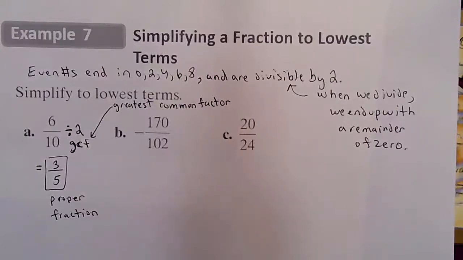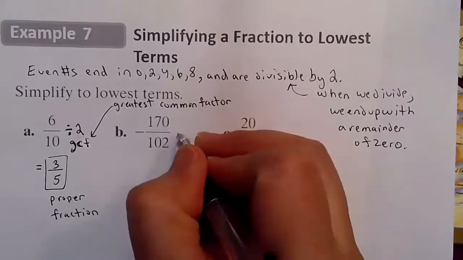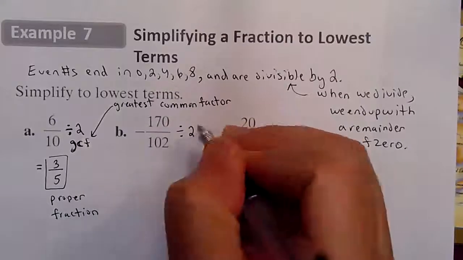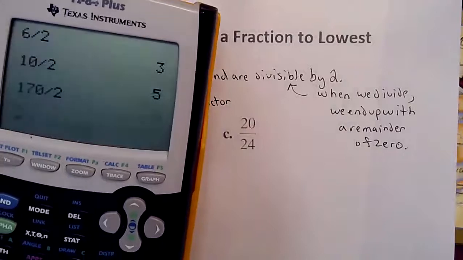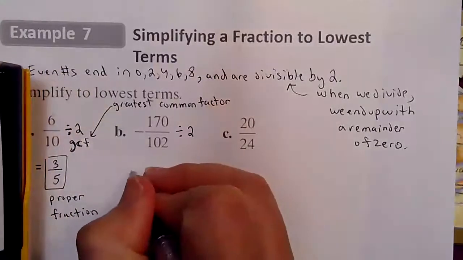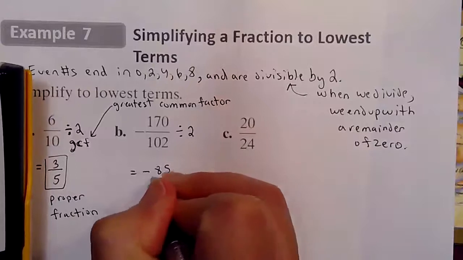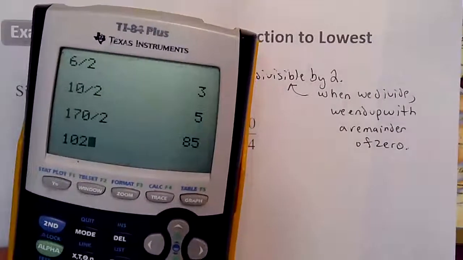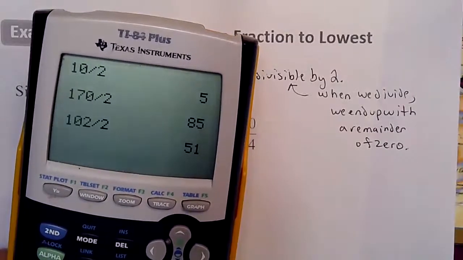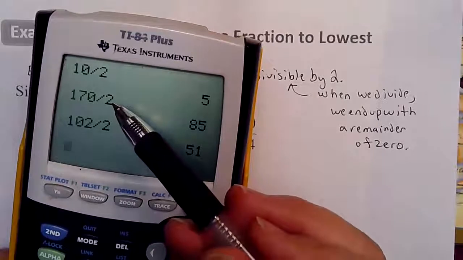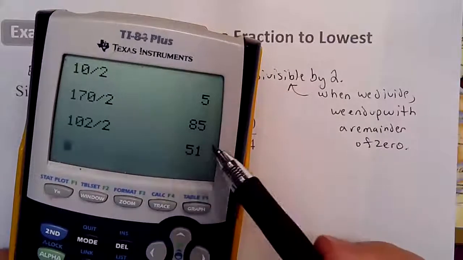Okay, and for part B, we have negative 170 divided by 102. And we can also reduce that by 2. So half of 170, 170 divided by 2 is 85, so that would be a negative 85. And 102 divided by 2 is 51. So we're dividing by 2, the common divisor, and that gives us 51.